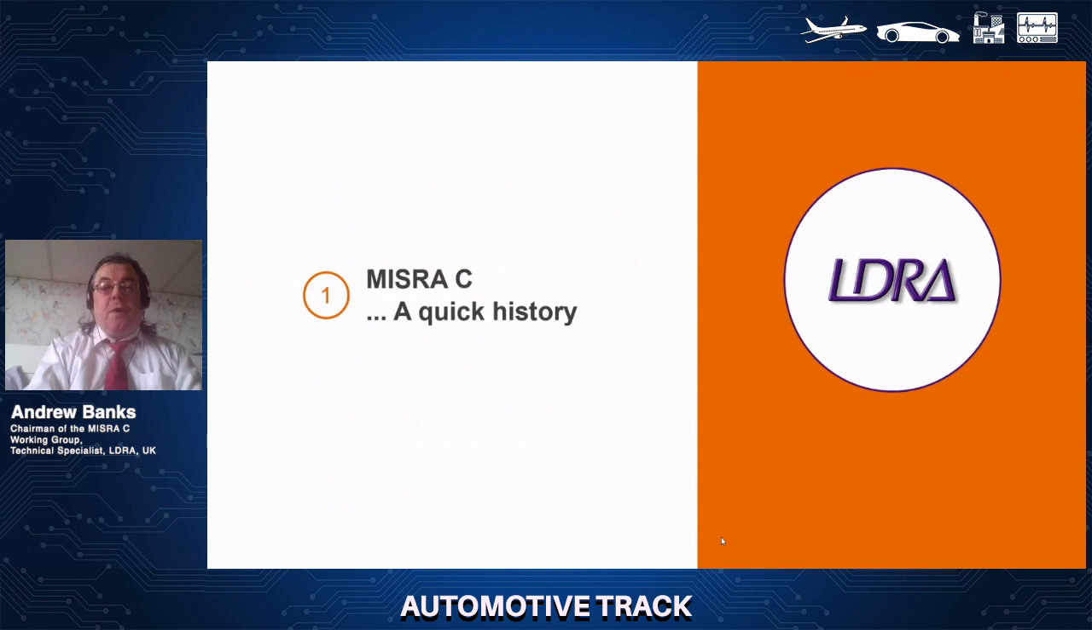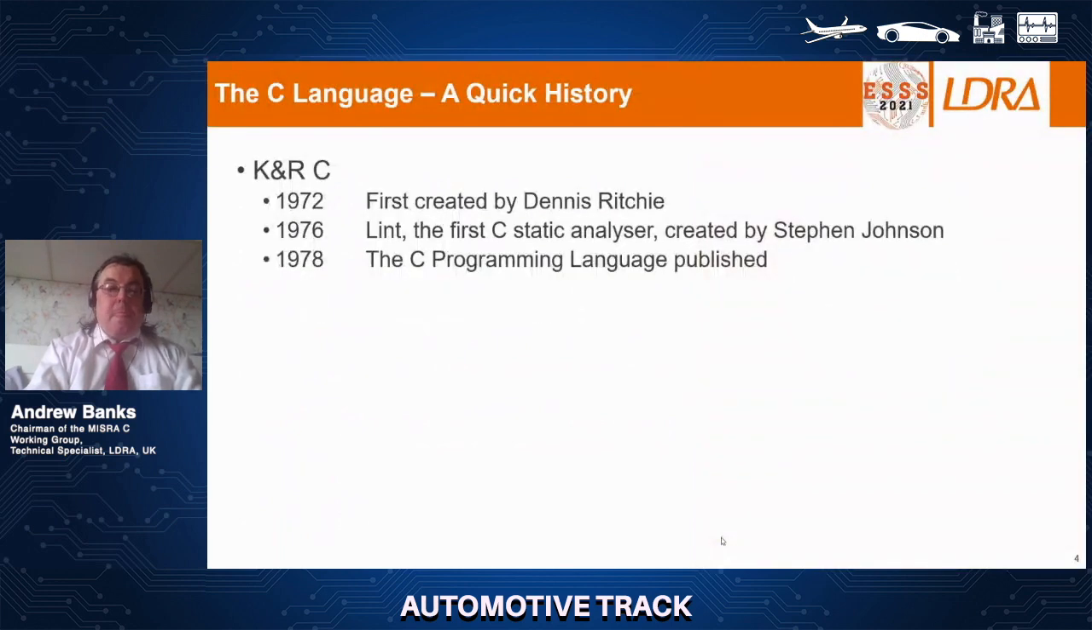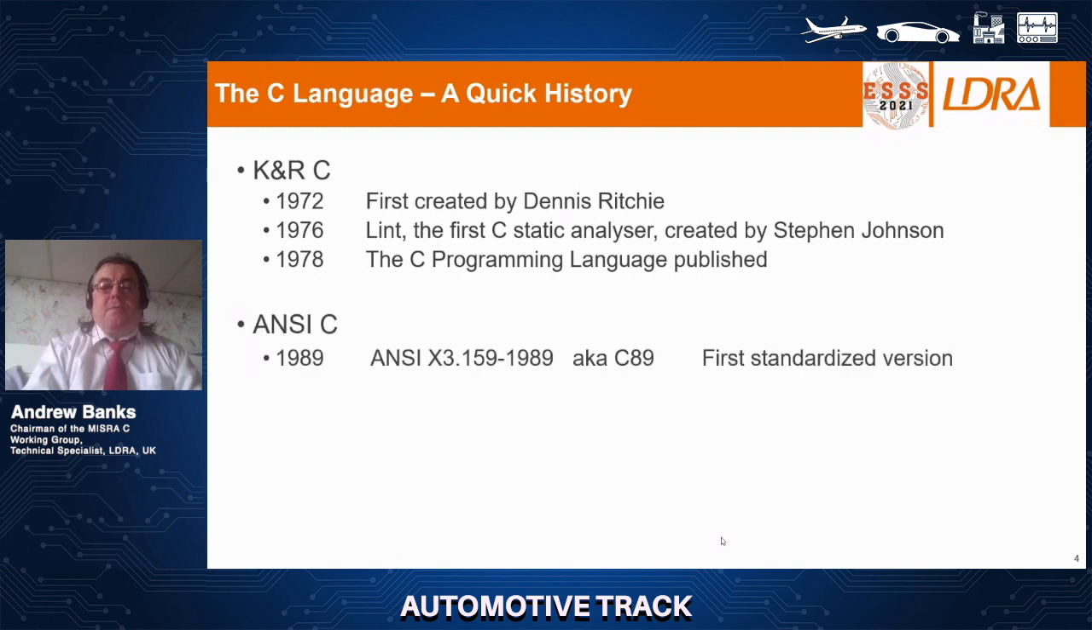So first, a quick history of MISRA C. As many of you will know, the language C was created way back in 1972 by Dennis Ritchie at Bell Labs. A mere 4 years later, the first static analyzer was created, also at Bell Labs by Stephen Johnson, because even then they realized that C compilers allowed you to do things that were not a good idea. Then in 1978, the book that most of us know well, The C Programming Language, was published.